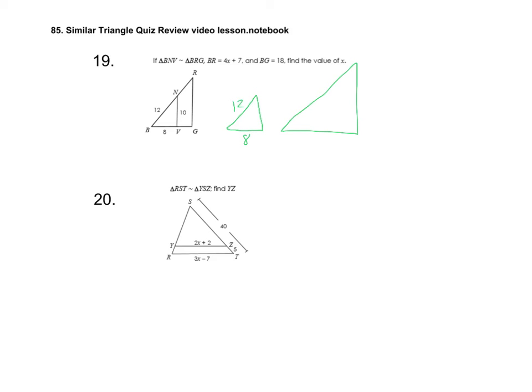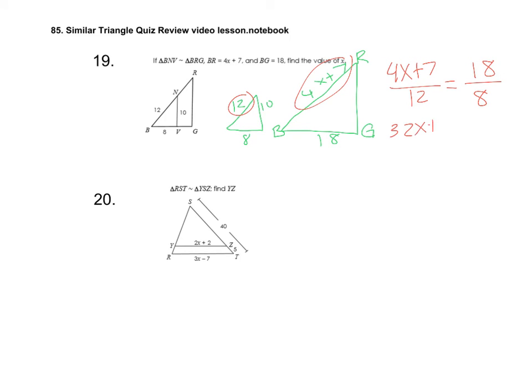So this is 8, 12, and 10. They're telling me that BR is 4x plus 7, and BG is 18. So by drawing it out like that, it makes it a lot easier to set up. So 4x plus 7 over 4x plus 7 goes with 12 equals 18 over 8. Cross multiply and solve. 32x plus 56 equals 12 times 18, 216. 32x equals 216 minus 56, which is 160, divided by 32, 5. And we're done.